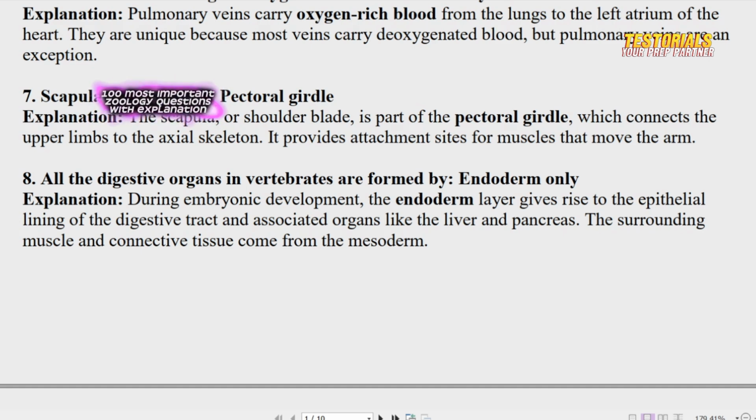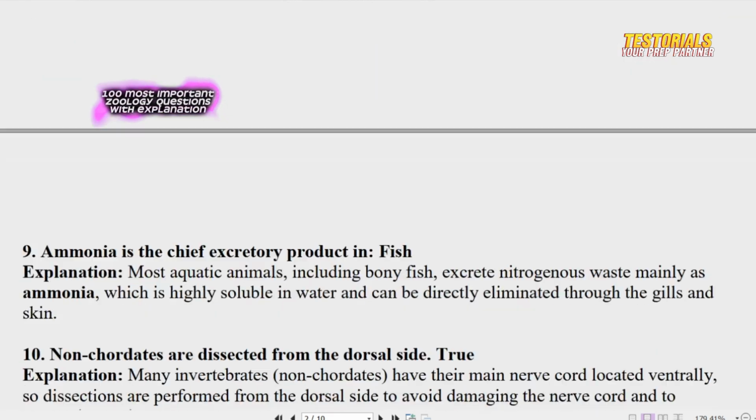8. All the digestive organs in vertebrates are formed by endoderm only. Explanation. During embryonic development, the endoderm layer gives rise to the epithelial lining of the digestive tract and associated organs like the liver and pancreas. The surrounding muscle and connective tissue come from the mesoderm.